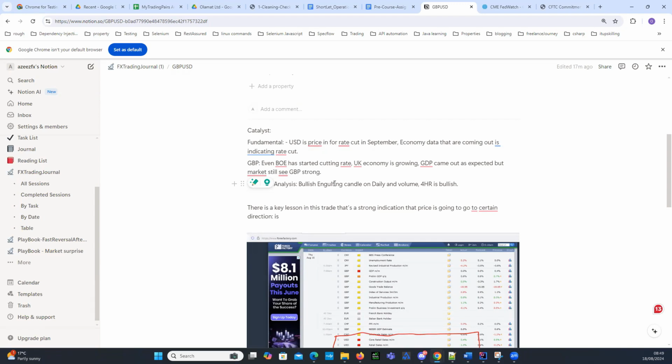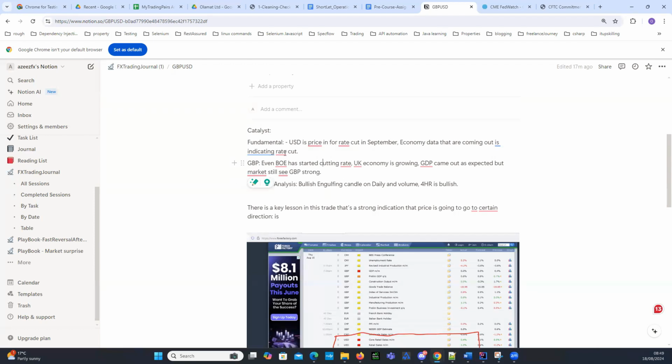The institutions, the hedge funds, all these big players in the market are seeing an opportunity to long GBPUSD. And then, we all want to make money. We want to go where the market goes. We want to go where the big players in the market are going.